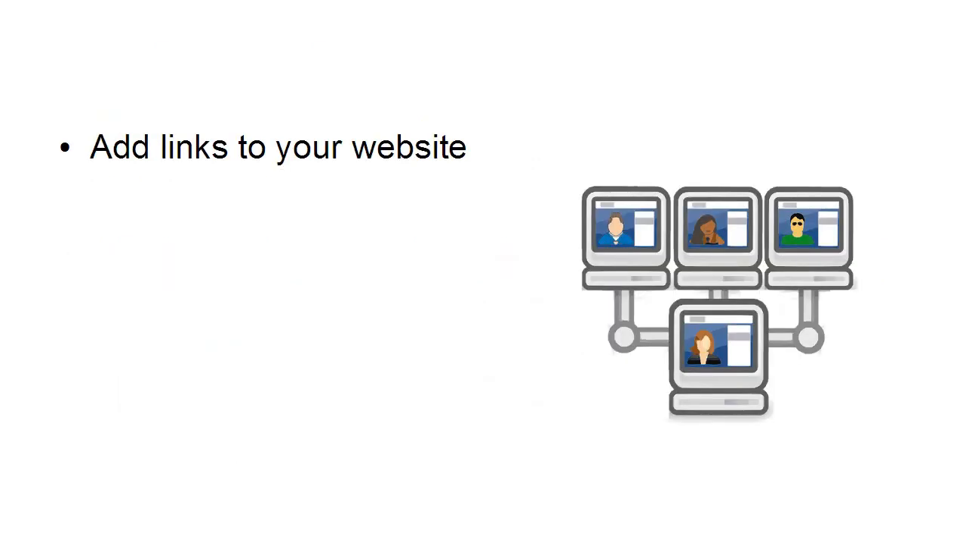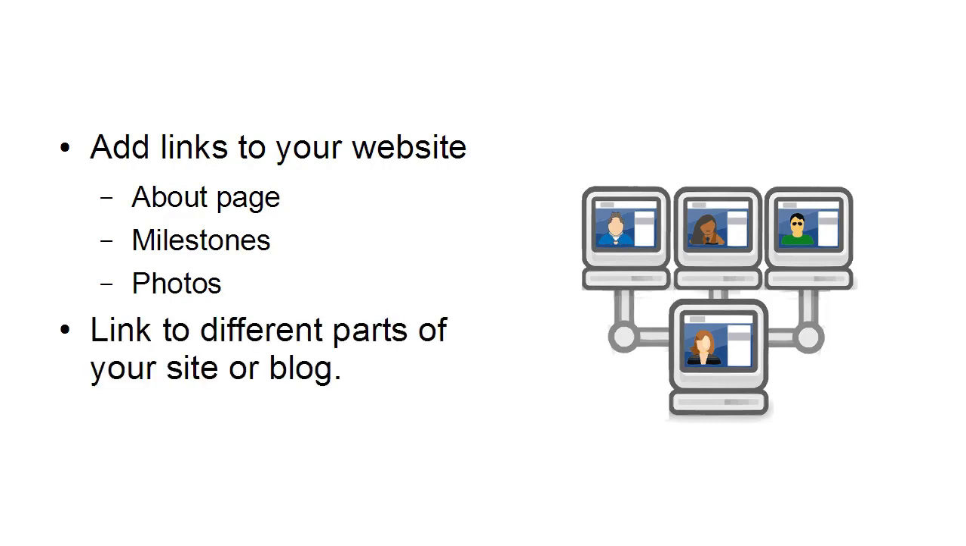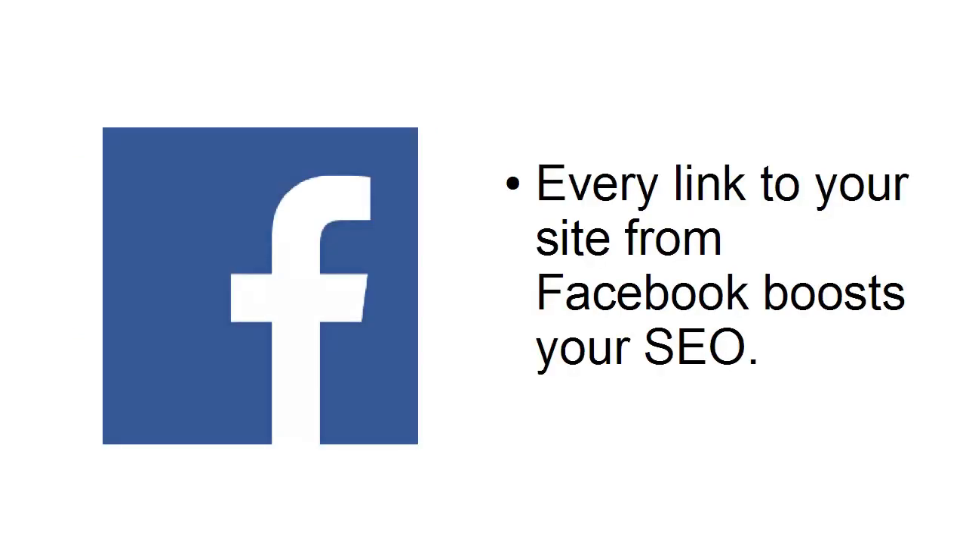You also want to add links to your website, and you want to add these links from different places on Facebook. So you want to add some links to your web page from your About page on Facebook, from the milestones, and from photos that you post on Facebook. And you want to link different parts of your site or blog to these different places in Facebook, so they're not the same link being replicated over and over again. Because every link to your site from Facebook is going to boost your SEO or search engine optimization, so it's going to make your site more attractive to search engines like Google.